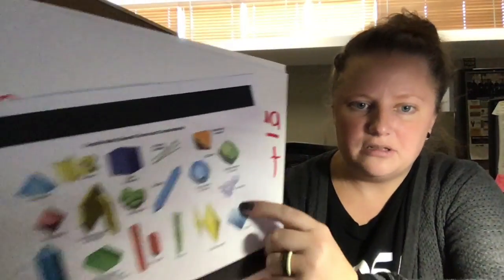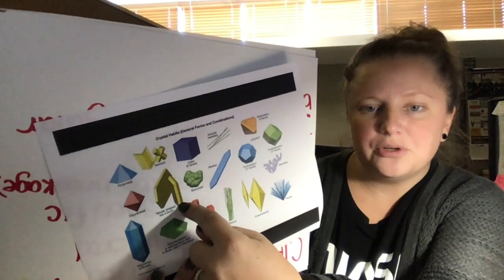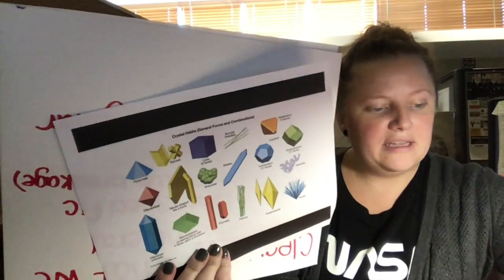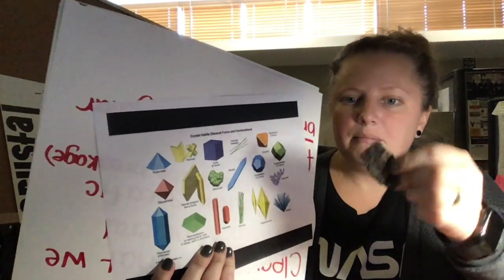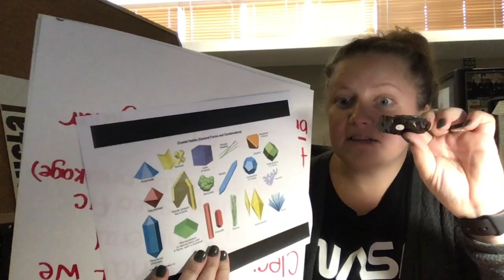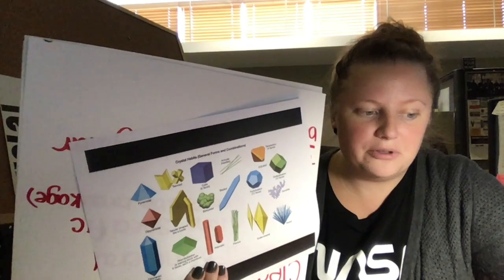We have tabular, which looks like a tablet or a book, and that one could be biotite. Biotite. It's flat, tabular. The pieces break off into new, smaller, flat, tabular shaped pieces.